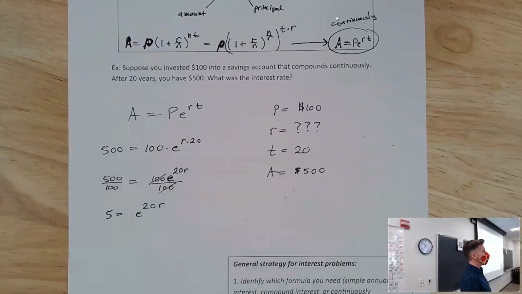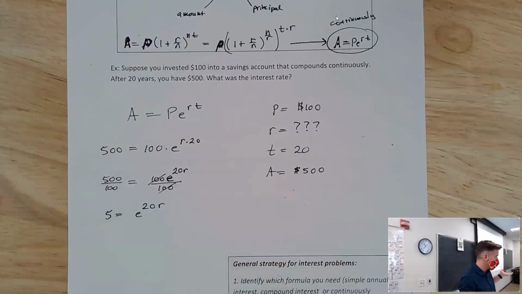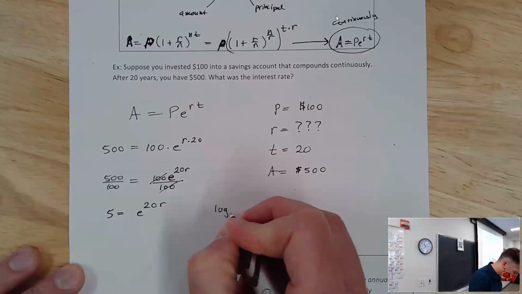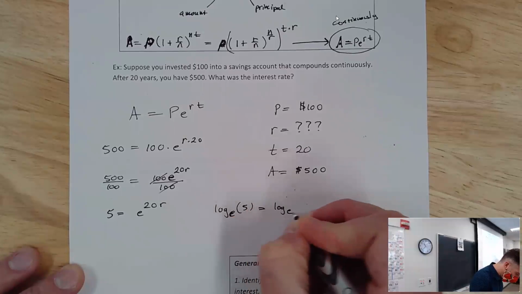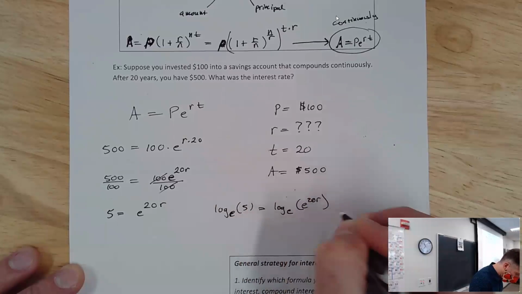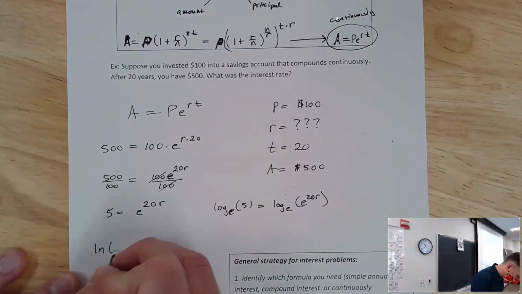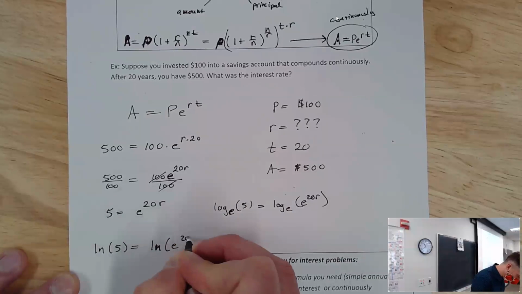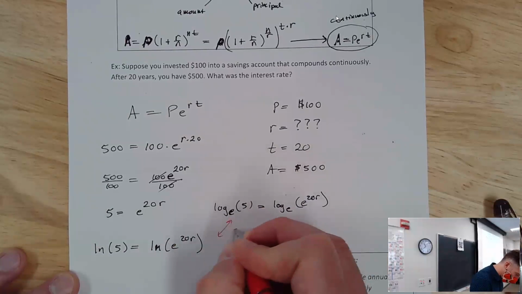Which base would be the best? Base e for sure, natural log, right? Because if one of the things has e as the base, then base e is the one we want. So you can either write log base e of 5 equal to log base e of e to the 20r, or if you want to be a lazy mathematician like everybody else, you can write natural log of 5 equal to the natural log of e to the 20r. Those are the same equation.